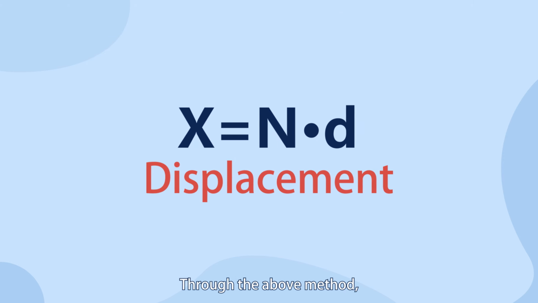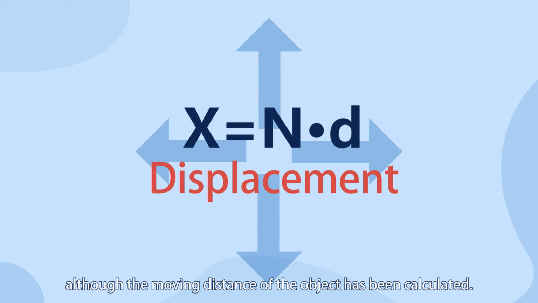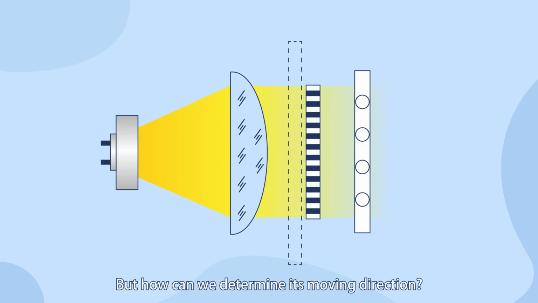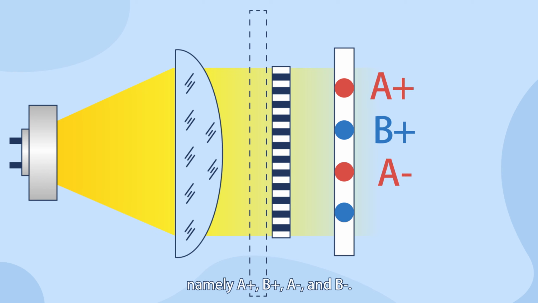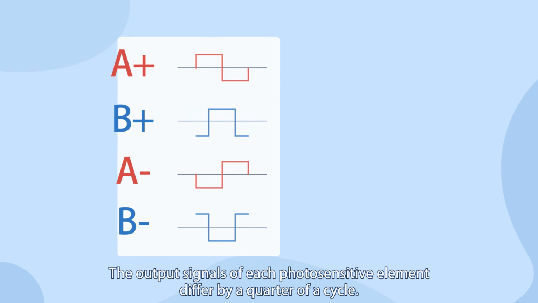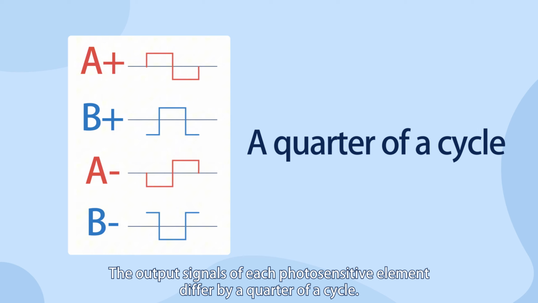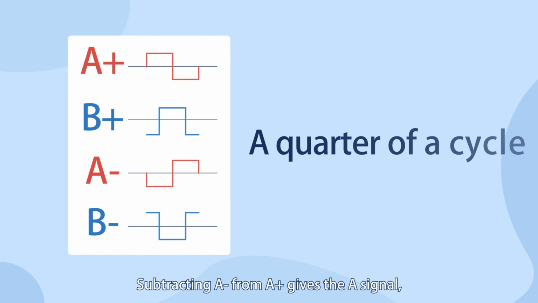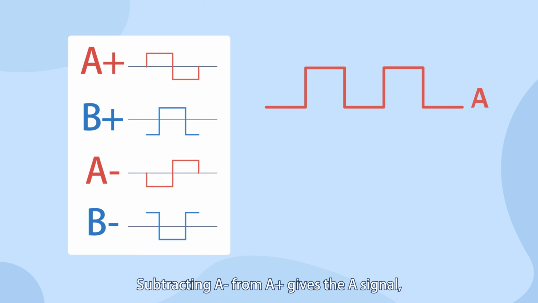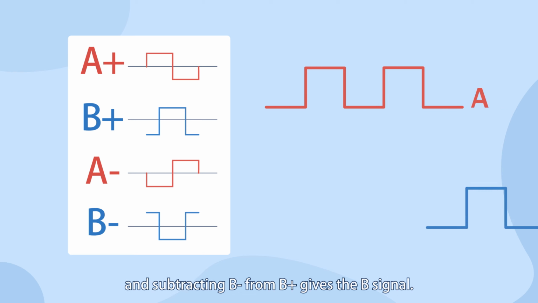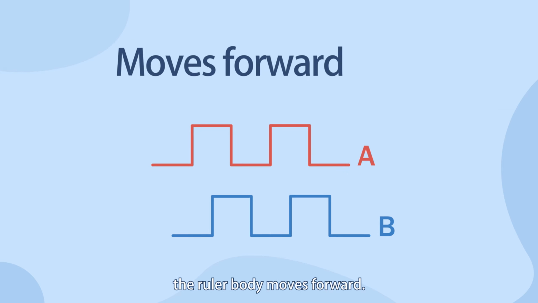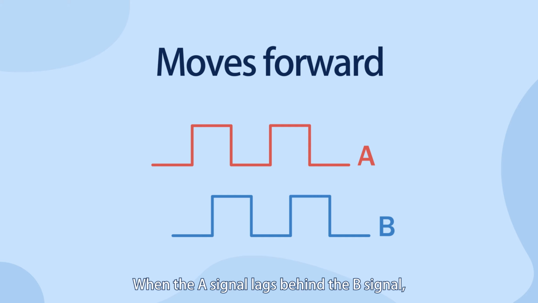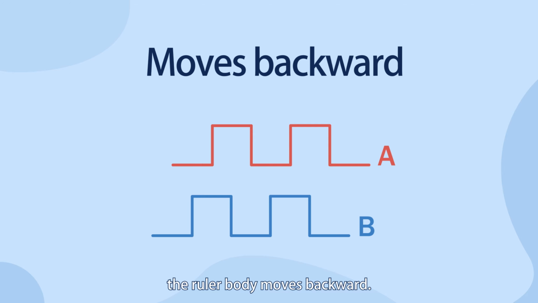Through the above method, although the moving distance of the object has been calculated, how can we determine its moving direction? We can place 4 photosensitive elements in the reed head, namely A positive, B positive, A negative, and B negative. The output signals of each photosensitive element differ by a quarter of a cycle. Subtracting A negative from A positive gives the A signal, and subtracting B negative from B positive gives the B signal. When the A signal leads the B signal, the ruler body moves forward. When the A signal lags behind the B signal, the ruler body moves backward.